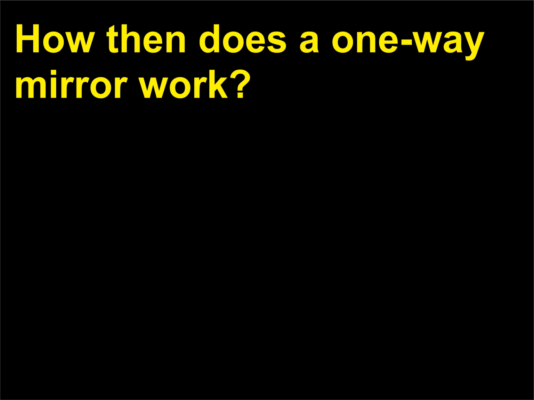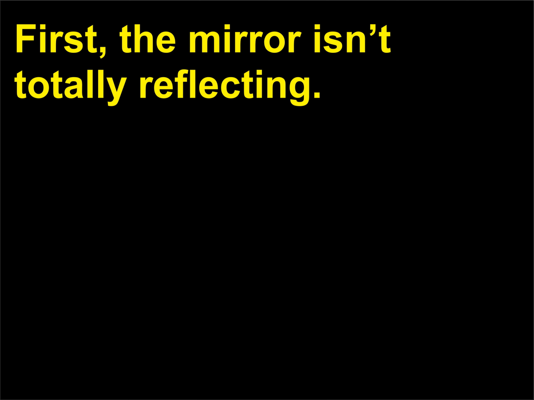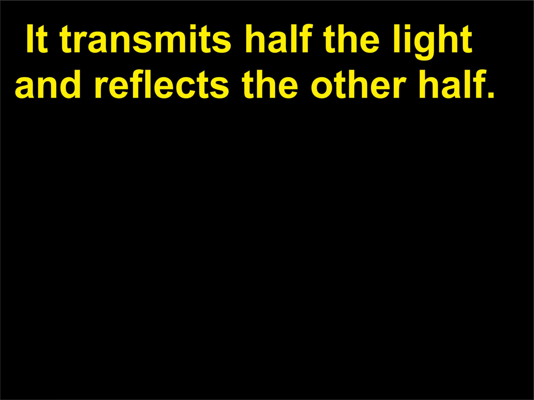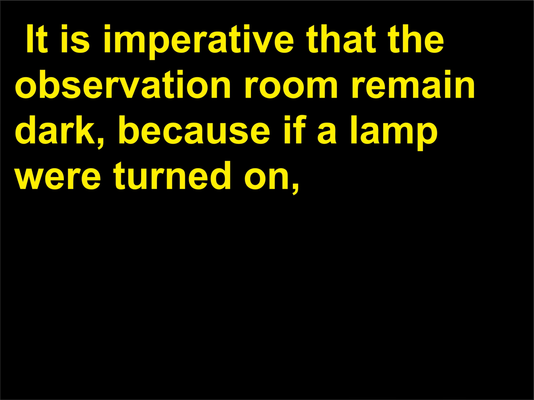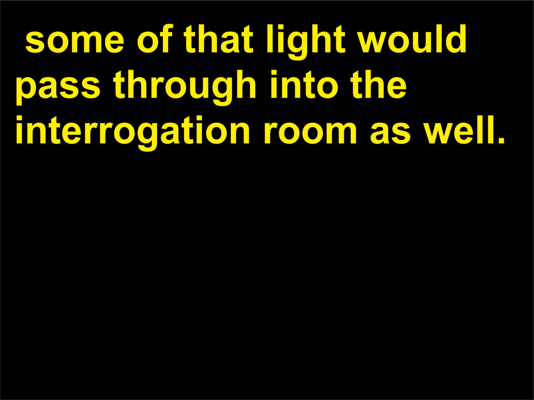How then does a one-way mirror work? First, the mirror isn't totally reflecting. It transmits half the light and reflects the other half. The second requirement has to do with lighting. It is imperative that the observation room remain dark, because if a lamp were turned on, some of that light would pass through into the interrogation room as well.